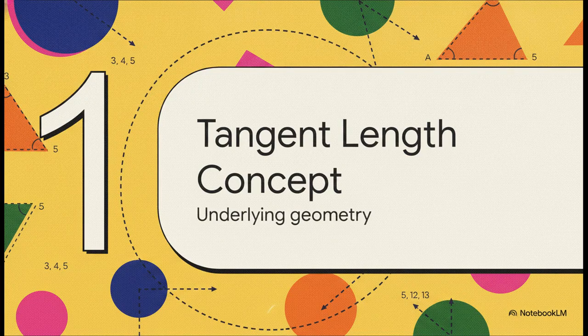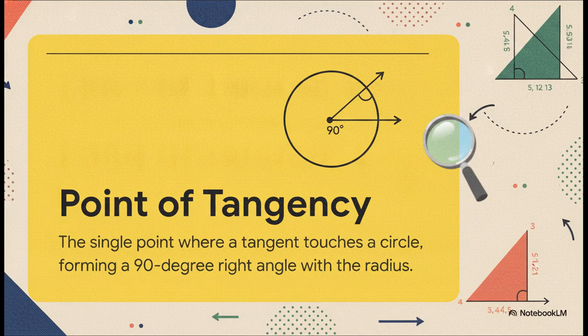Section 1. The tangent length concept. Understanding the underlying geometry. The absolute most crucial point here is the point of tangency. If you draw a tangent from an external point to a circle, it touches at just one spot. And the secret sauce here? The radius drawn from the circle's center to that exact point of tangency will always form a perpendicular 90-degree angle.